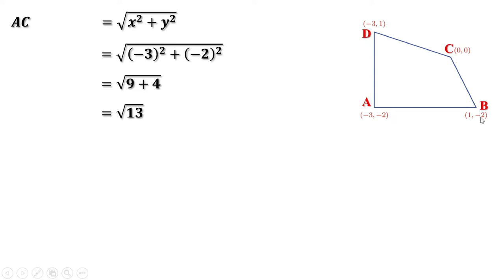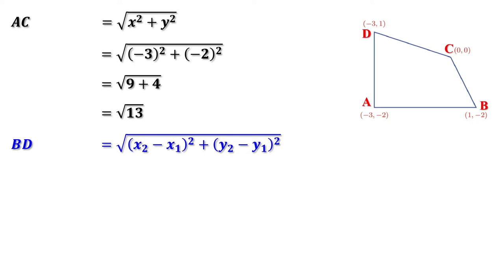Now let us find the length of the diagonal BD. It is the distance between the points 1, -2 and -3, 1. We know the distance between 2 points is the root of (x2 minus x1) whole square plus (y2 minus y1) whole square. Here x2 is 1 and x1 is -3, y2 is -2 and y1 is 1. So this can be written as the root of (1 minus -3) whole square plus (-2 minus 1) whole square.